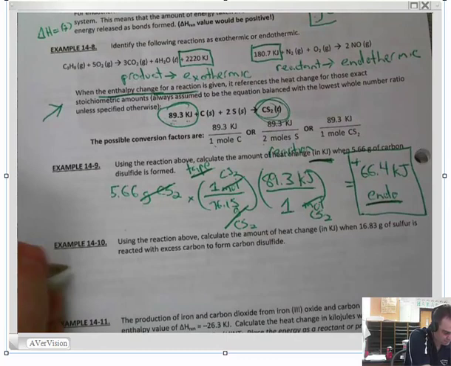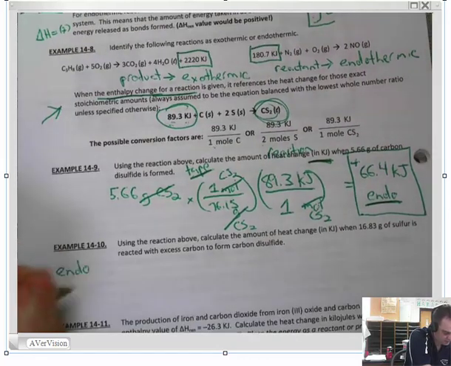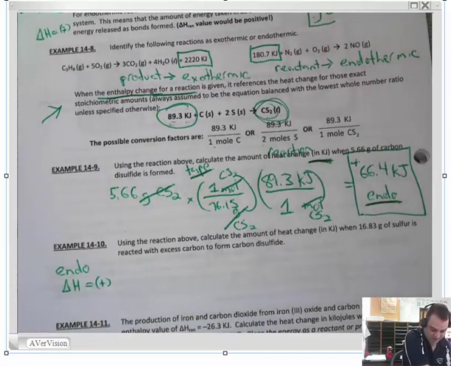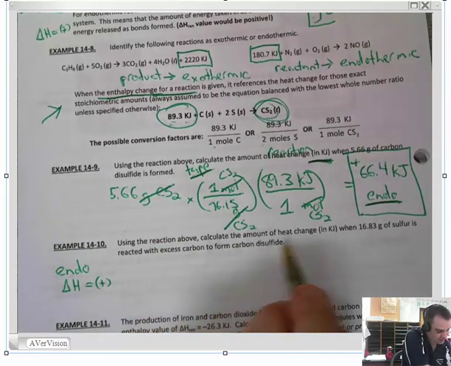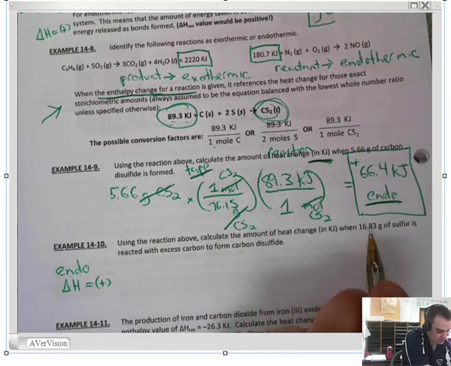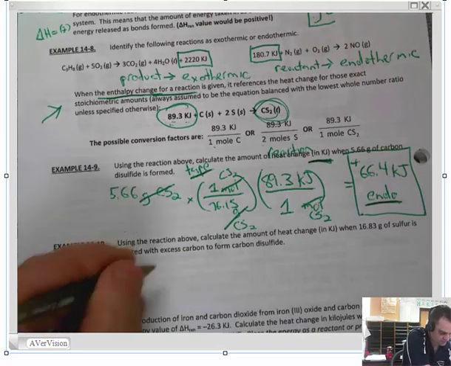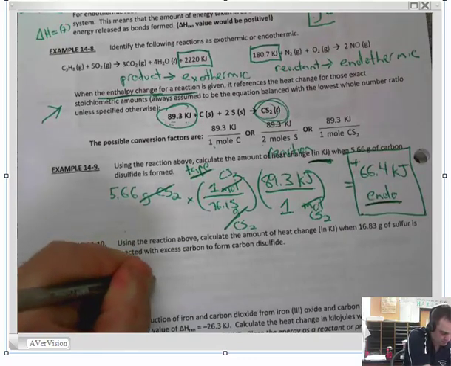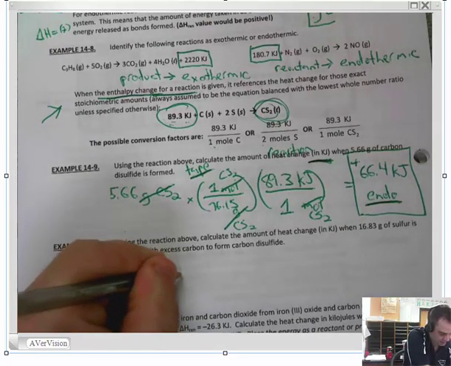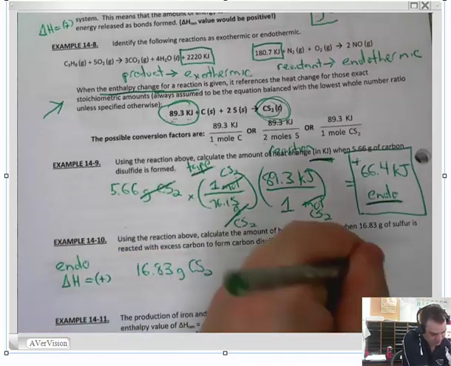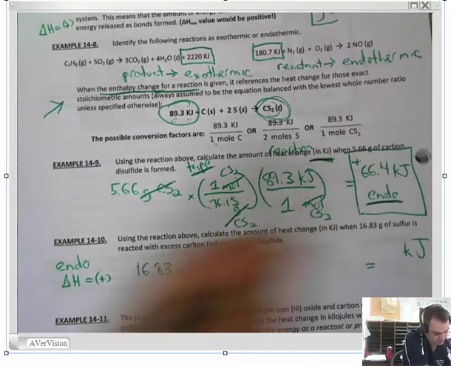The reaction above, this one is endo, remember, because delta H is positive, and the heat is listed on the reactant side. Using the reaction above, calculate the heat change in kilojoules when 16.83 grams of sulfur reacts with carbon to form carbon disulfide. So here we are going to start off with 16.83 grams of carbon disulfide. We are looking for the kJs.